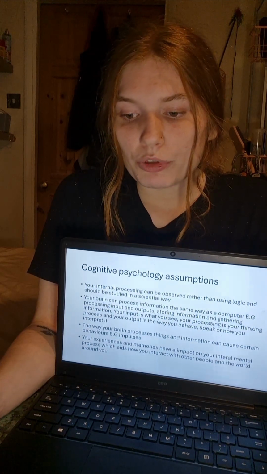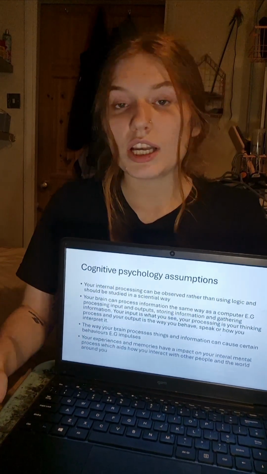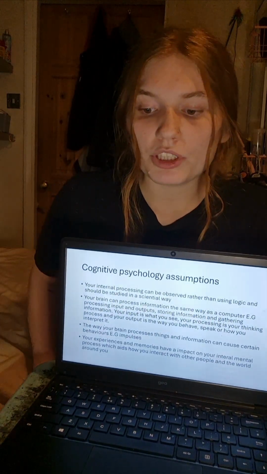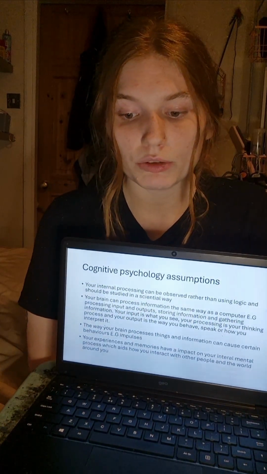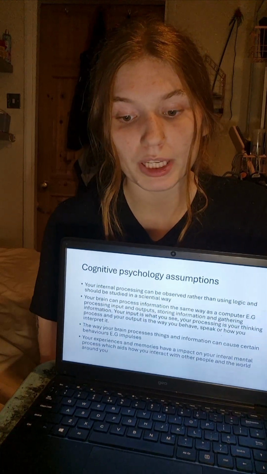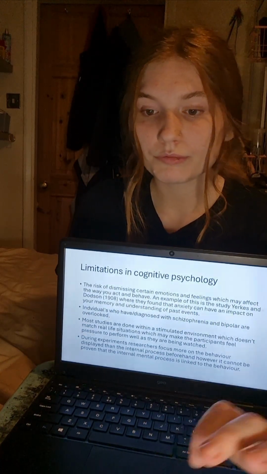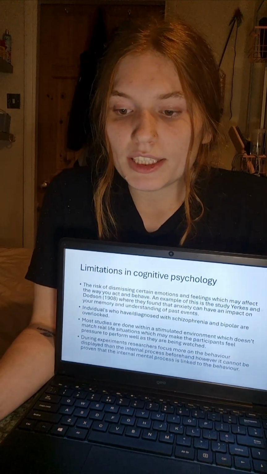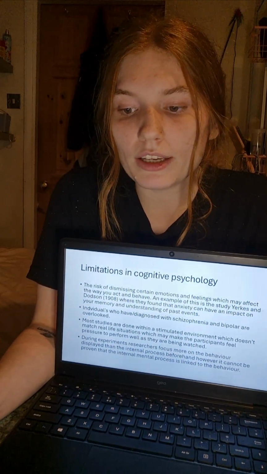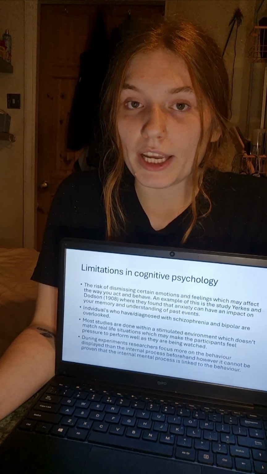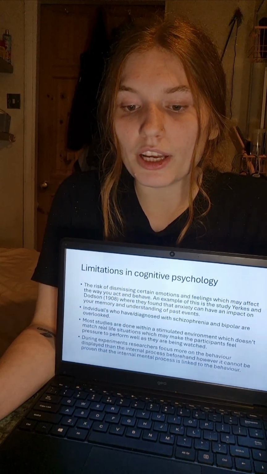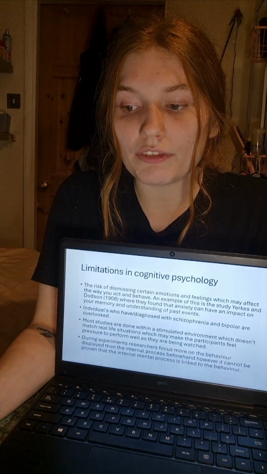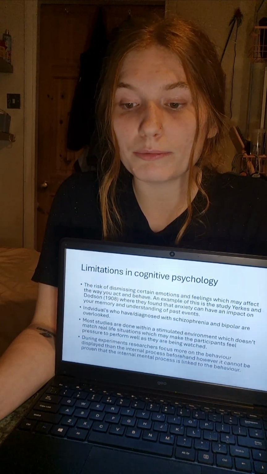The way your brain processes things and the information can cause certain behaviours, e.g. impulses. Your experiences and memories have an impact on your internal mental process, which aids how you interact with other people around you. Limitations. The risks of dismissing certain emotions and feelings which may affect the way you act and behave. An example of this would be the study of Yerkes and Dodson in 1808, where they found that anxiety can have an impact on your memory and understanding of past events.